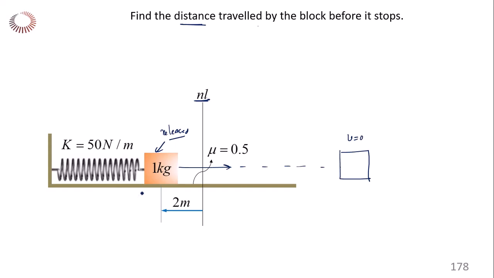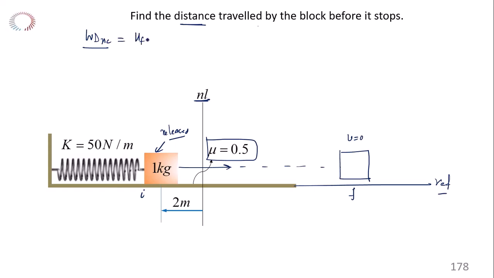Let us say this is the initial point, this is the final point, and taking this as the reference line, I am applying the work energy theorem. Again, there is friction, so I have to take care of it and modify the equation. What is the modification? The work done by the non-conservative force, only one non-conservative force is there, should be equal to UF plus KF minus UI plus KI. This is our modified equation.